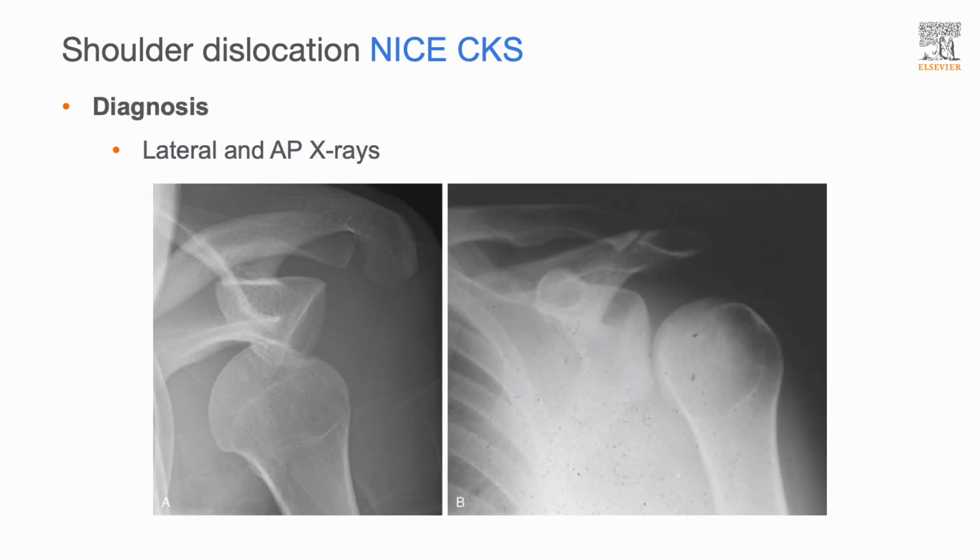The diagnosis of shoulder dislocation is confirmed with X-ray imaging of the affected joint. On the left here, you can see an anterior dislocation with anterior-inferior displacement of the humeral head. And on the right here, you can see typical findings of a posterior dislocation, commonly described as the light bulb sign, with vertical positioning and lateral displacement of the humeral head.